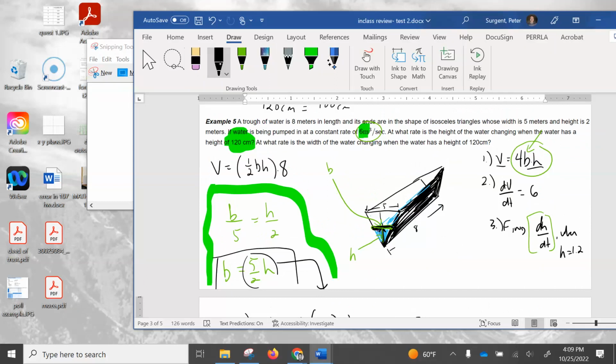I'd have to do some math because it's giving me the H and I would need a B, right? I would need the B for that, which I can do because I have a triangle. But it's a lot easier if I just use this as my first equation, right? If you think about what they're asking, they're just asking us for dB/dt when H is 1.2. And in fact, it's the relationship.